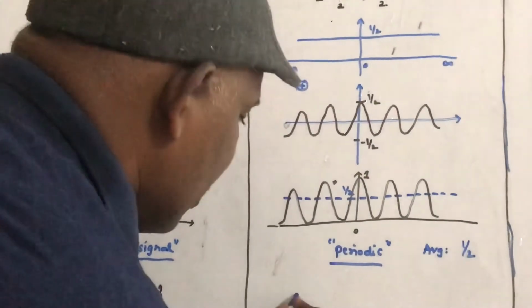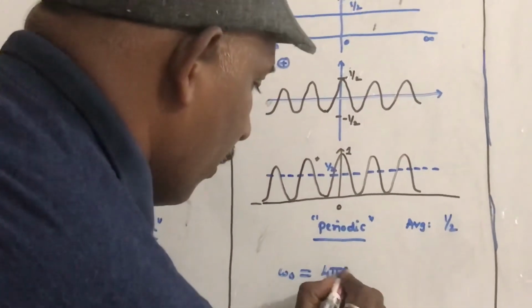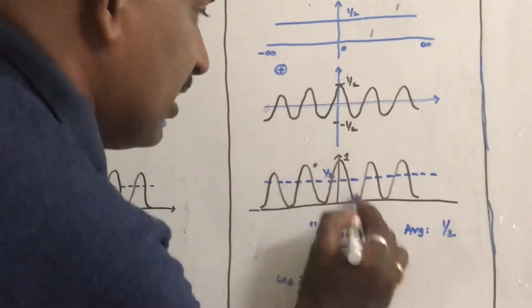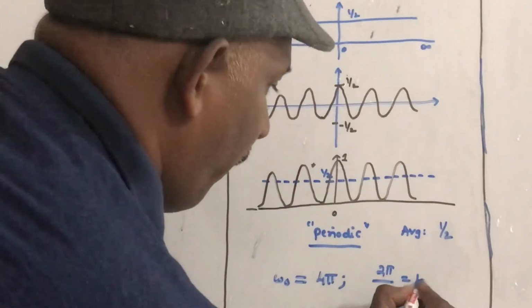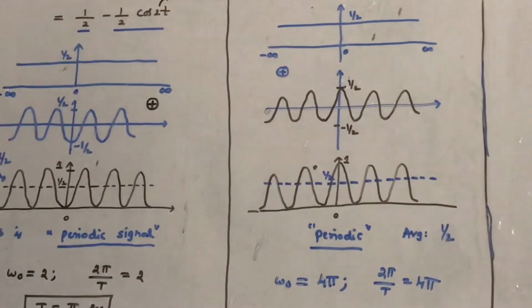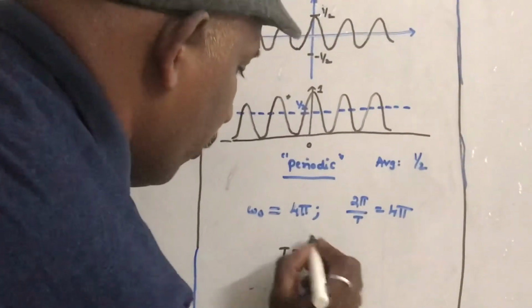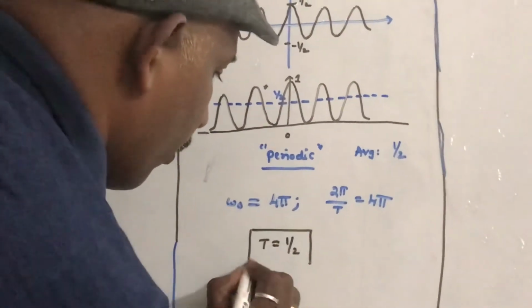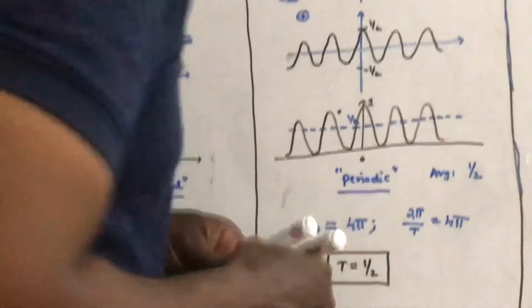Now, what is the frequency? Omega 0 is equal to 4 pi. So the frequency of this signal is 4 pi, which is 2 pi by capital T is equal to 4 pi. So you get T is equal to 1 by 2 seconds. So in this way you can solve this problem.